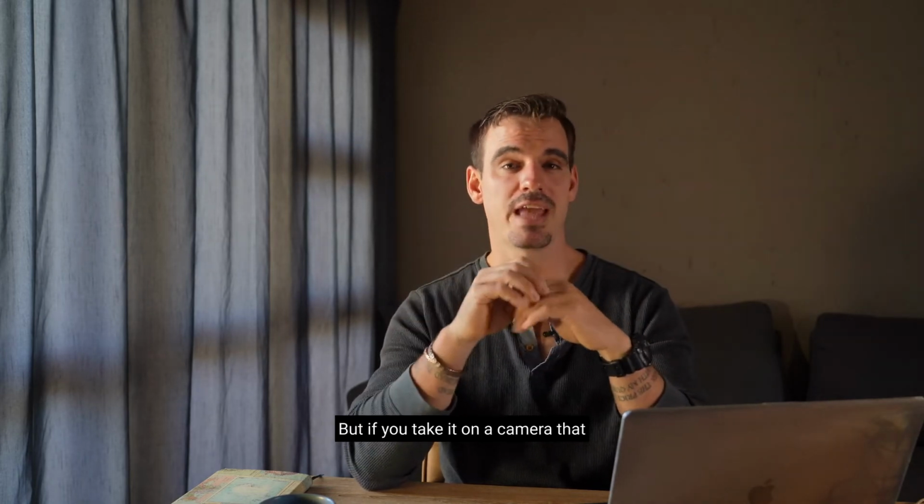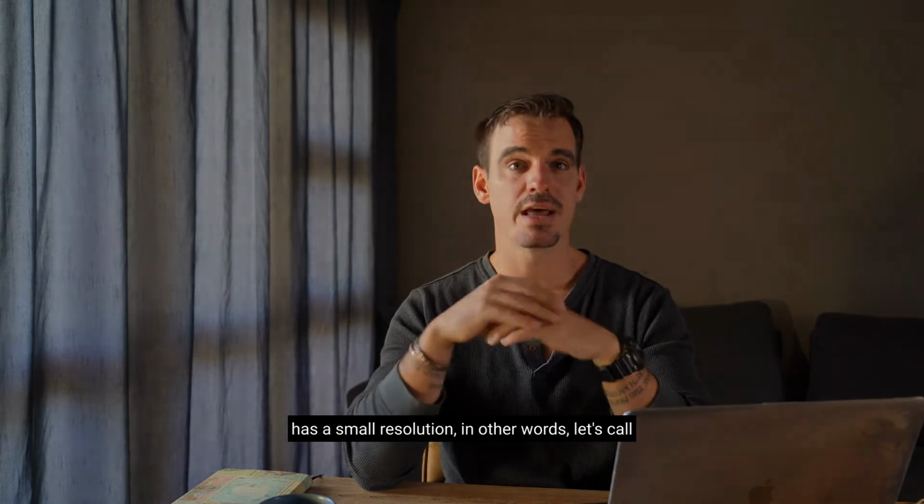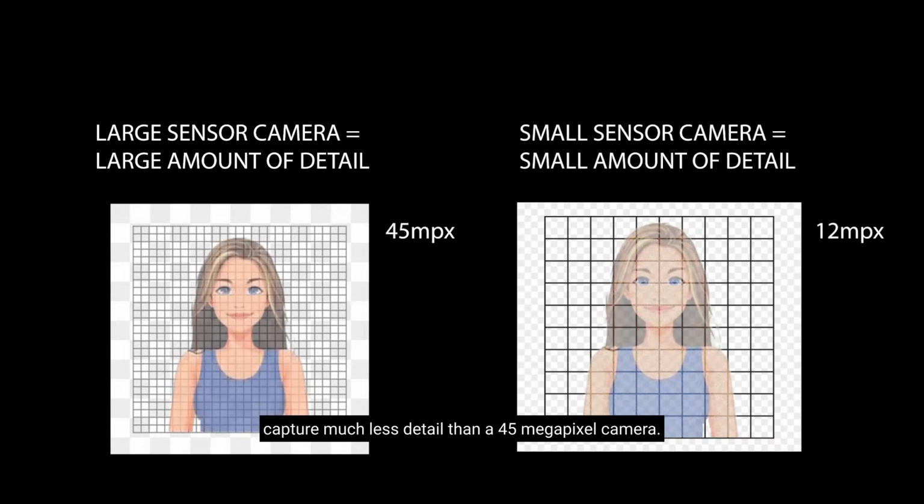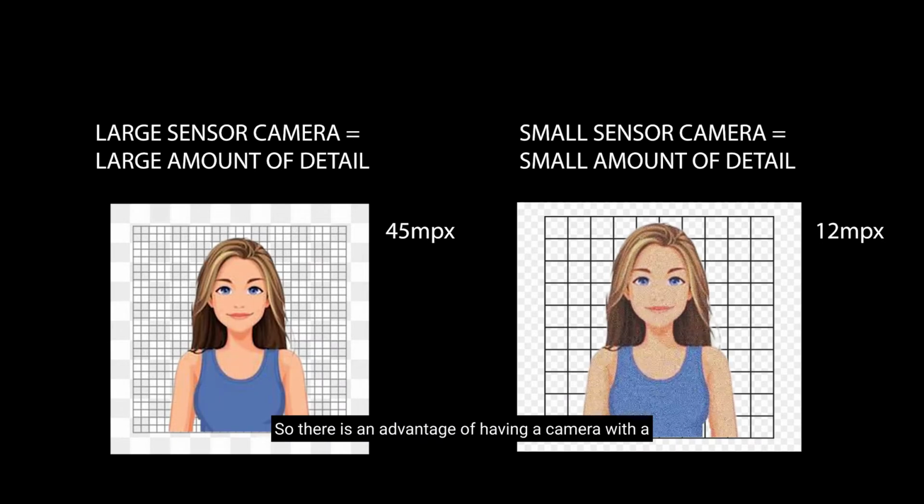But if you take it on a camera that has a small resolution, in other words, let's call it a 12 megapixel sensor, it is going to capture much less detail than a 45 megapixel camera. That's just the way the sensor works. There's nothing you can do about that. So there is an advantage of having a camera with a big sensor that has a lot of megapixels in it.